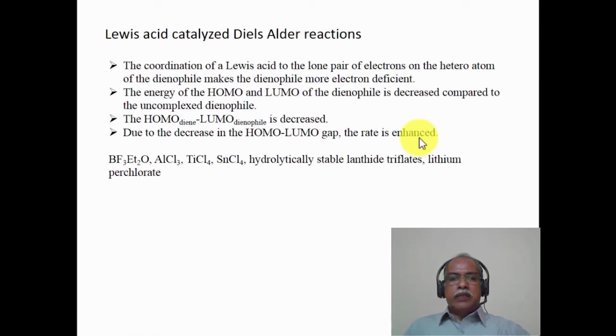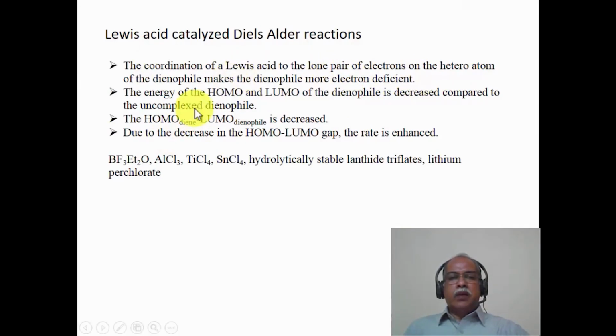Let us move on to Lewis acid catalyzed Diels Alder reaction. Now, when a Lewis acid is coordinated to the lone pair of electrons on the heteroatom of the dienophile, it makes the dienophile more and more electron deficient. You can imagine that something like aluminum chloride or zinc chloride or titanium tetrachloride or tin tetrachloride, for example, are all Lewis acidic in nature. The association of the Lewis acid to the lone pair of electrons on the heteroatom is what is responsible for the electron deficient nature of the dienophile.